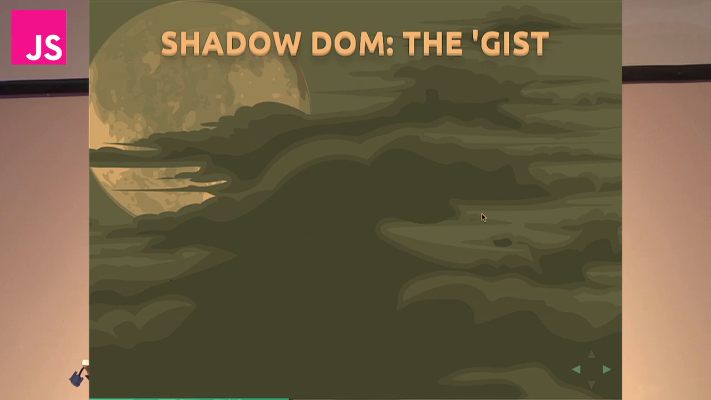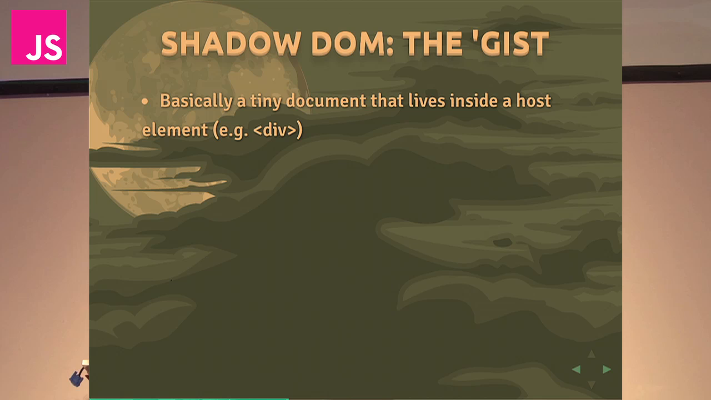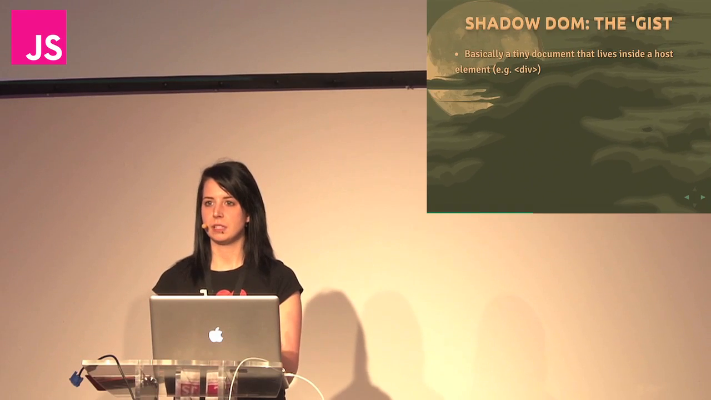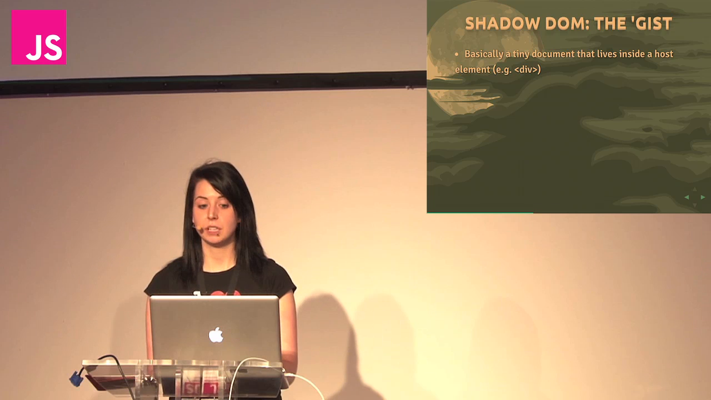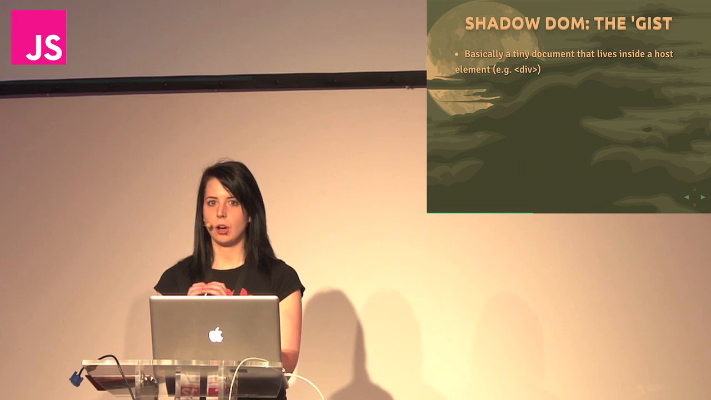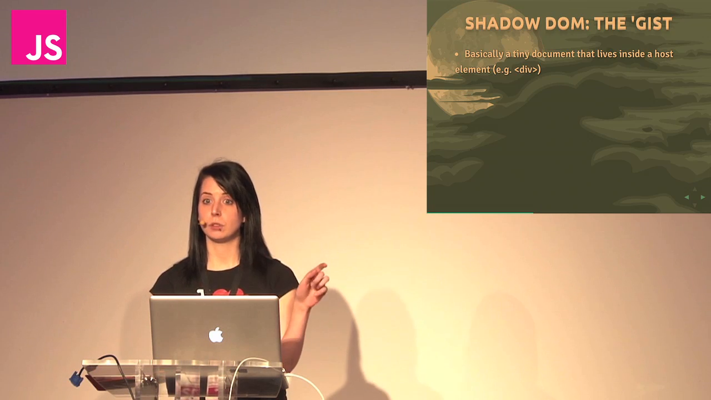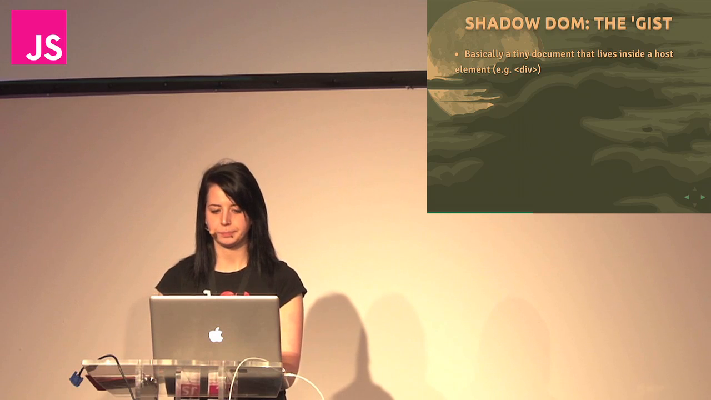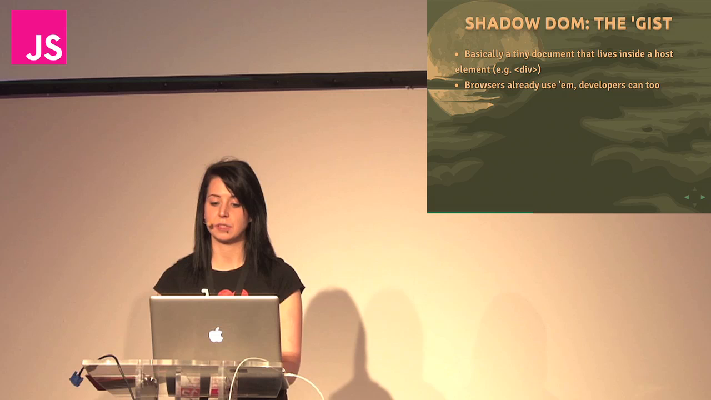So the gist of Shadow DOM, like what's actually going on here, right? The best way to think about this is that Shadow DOM is basically a tiny document that lives inside of a host element. And when that tiny document lives inside of a host element, maybe it's a div, in our example it's the video element, that DOM is encapsulated and invisible to the parent DOM unless you somehow break that boundary. And so yeah, browsers already use them, and now developers can too.